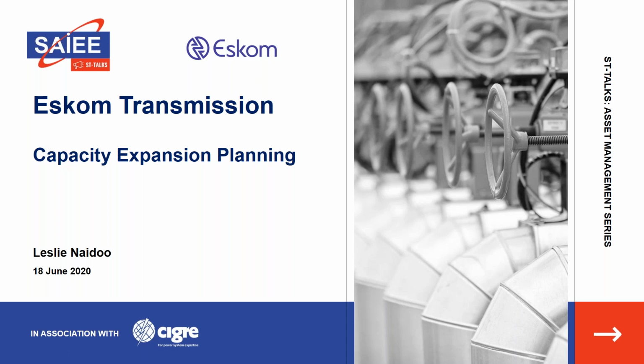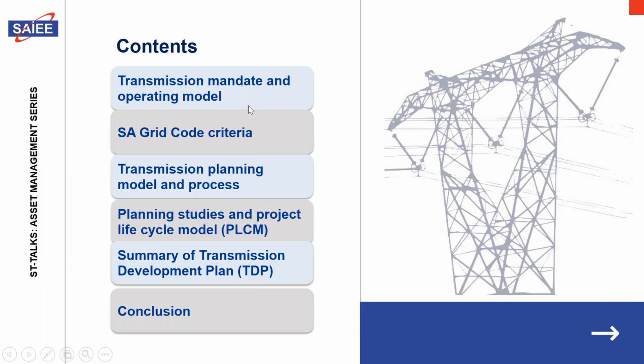Good evening, distinguished guests, colleagues. My intention today is to give you a brief background into the asset investment planning for capacity expansions in the transmission network in South Africa. I will cover, basically take you through the mandate of the transmission network company. I will look at the South African Grid Code, transmission planning process model, look at some of the studies that we do in planning for the transmission system, and to conclude.